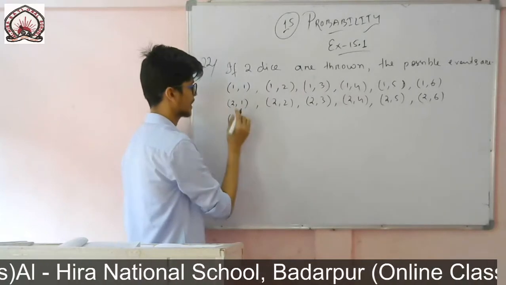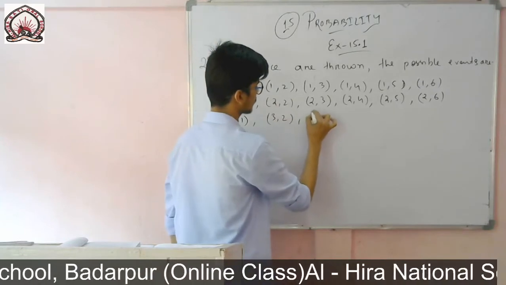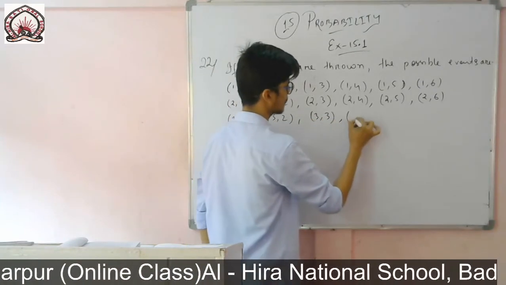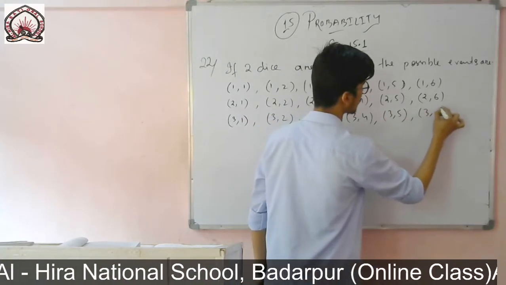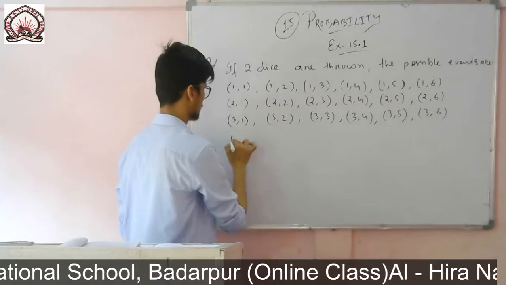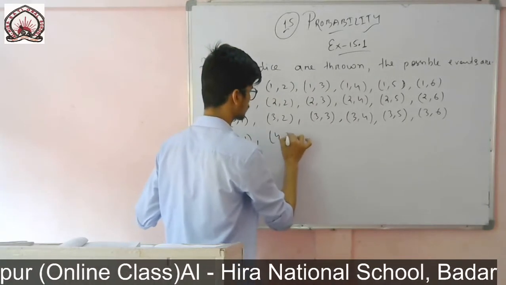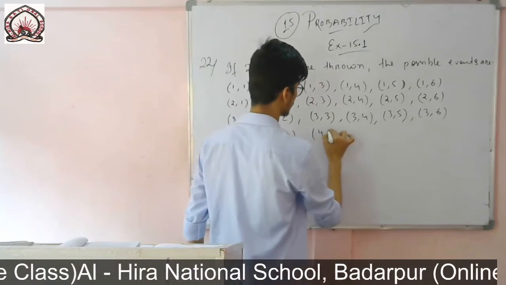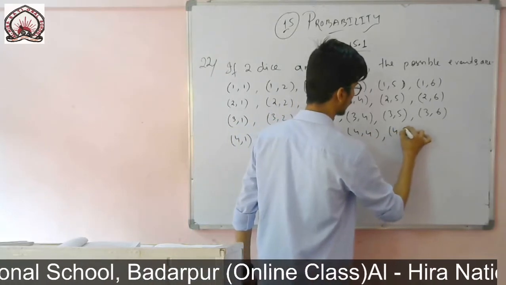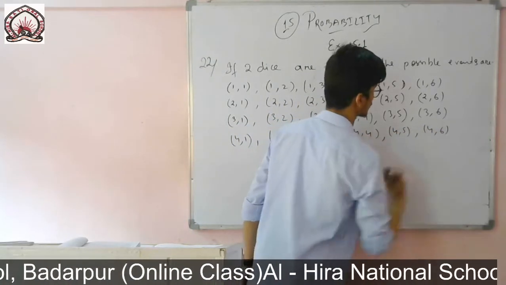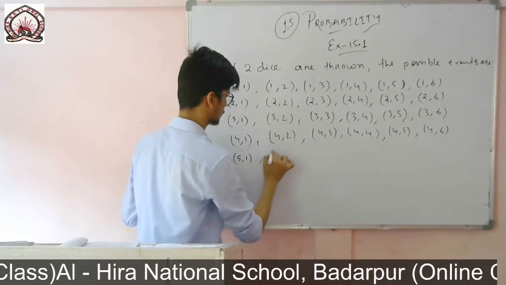Then again I will keep 3 constant: 3 1, 3 2, 3 3, 3 4, 3 5, 3 6. Then again I will keep 4 constant: 4 1, 4 2, 4 3, 4 4, 4 5, 4 6. Now I will keep 5 constant: 5 1, 5 2.